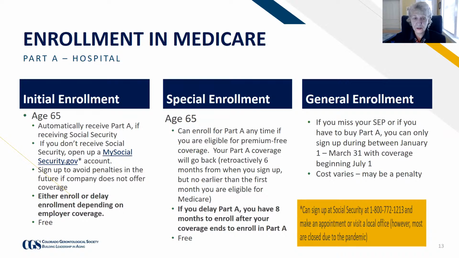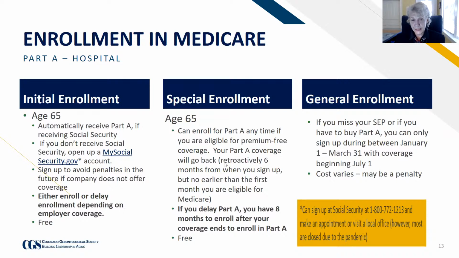So say I turn 65 in January, I decide not to enroll in Part A because I have employer coverage. And now I am in August of the same year that I am 65, and for some reason or other, I want to enroll in Part A. I can just do that at any time. And then my Part A will become effective March 1.